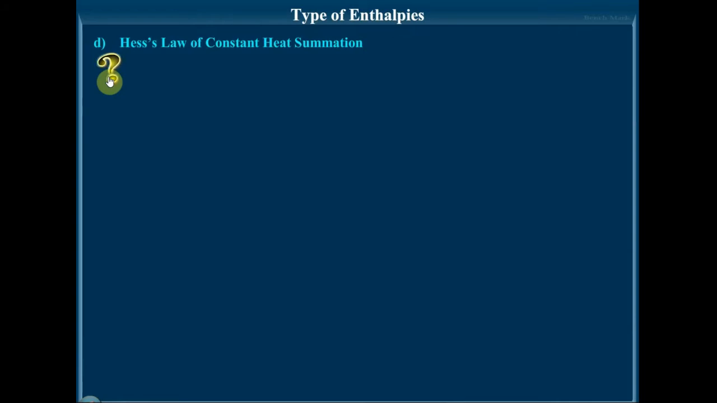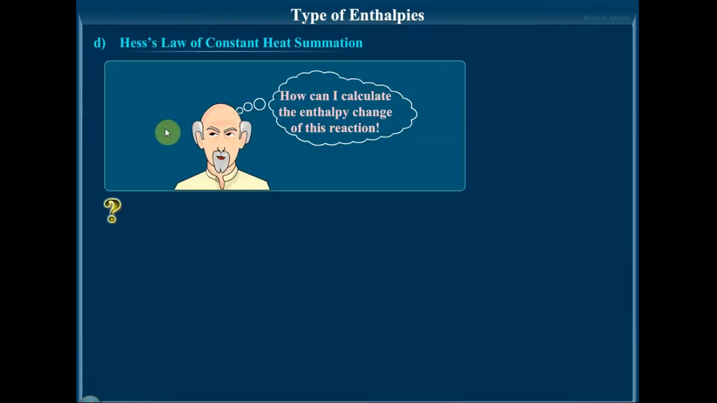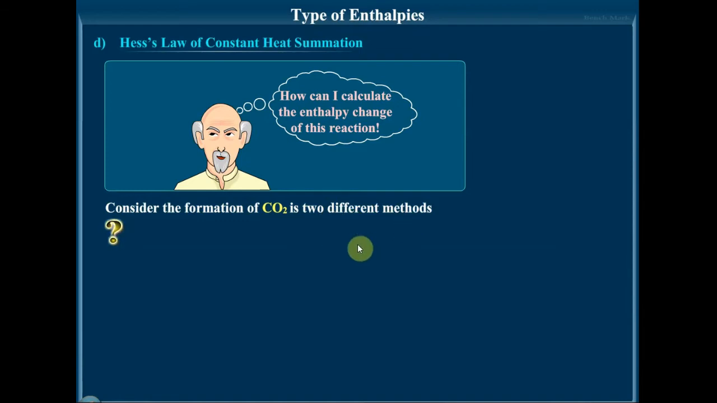So let us take an example to explain this. So the question here is, how can I calculate the enthalpy change of this reaction? Consider the formation of carbon dioxide by 2 different methods. Carbon dioxide, as I told you earlier, can be prepared by 2 different methods. The first is a general reaction. C plus O2 gives CO2. That is a general reaction which we all know. Let us consider the delta H of this. That is the enthalpy change.